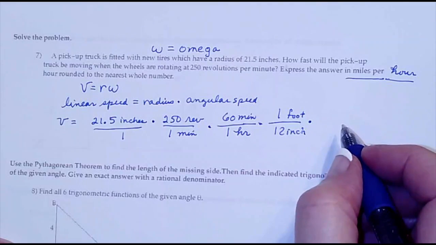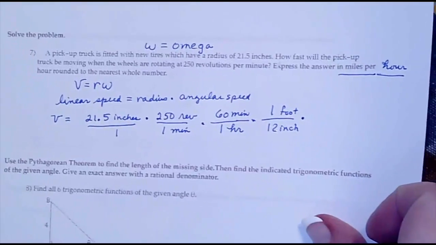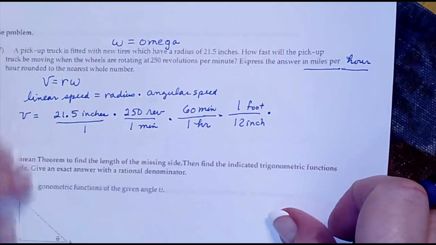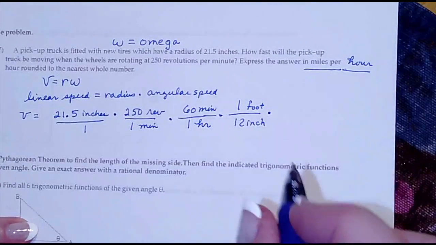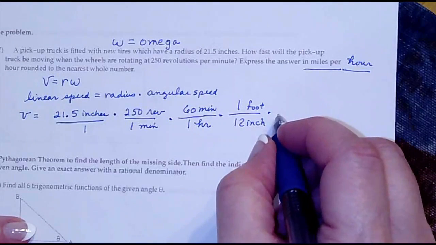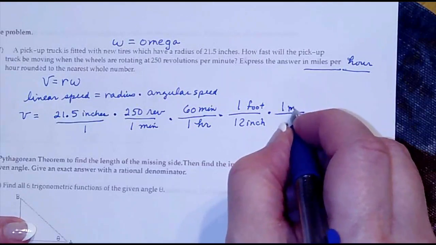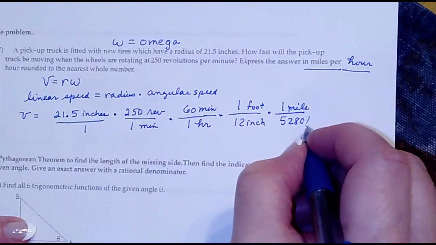Okay, again, that's like multiplying by 1. So now we have to change the feet into our miles, right? So we want miles next. If we're changing feet into miles, then how do we know? We know 5,280 feet is a mile, right? So where would feet be? Feet's going to be in the denominator, right? So we have 1 mile over 5,280 feet.